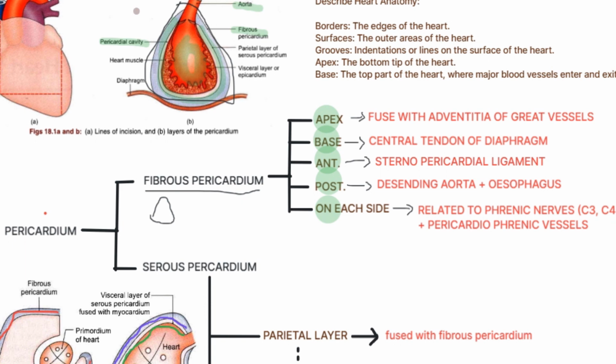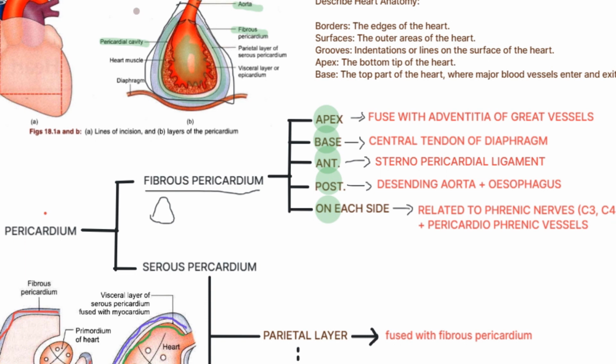You can say that posteriorly the fibrous pericardium is related to the principal bronchi, the esophagus with nerve plexus around it, and your descending thoracic aorta. So these are the structures which you will find on the posterior side of your fibrous pericardium.